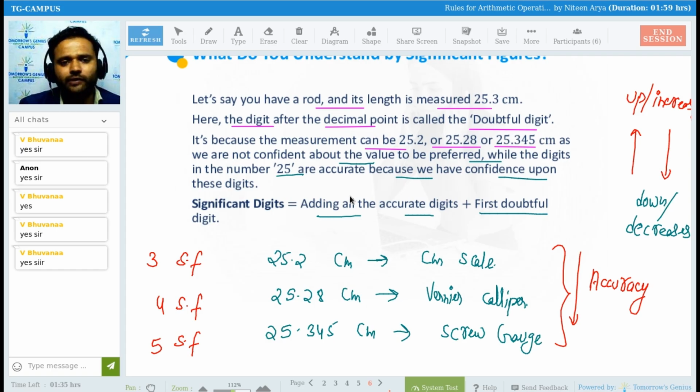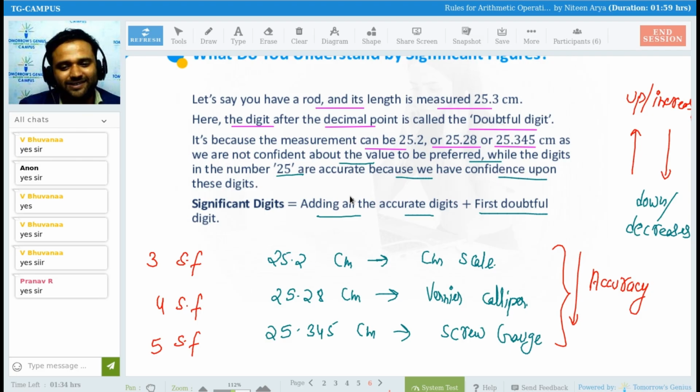Like 25 is the accurate one, but whichever particular instrument you use is going to give you the most accurate value of a physical quantity, and the more significant figures. Clear? Okay, should I move ahead? Clear everyone? Just type yes sir if I am asking you.